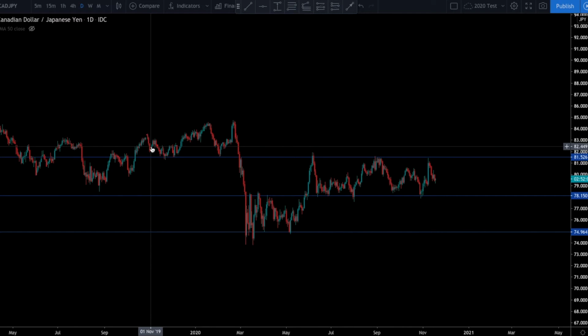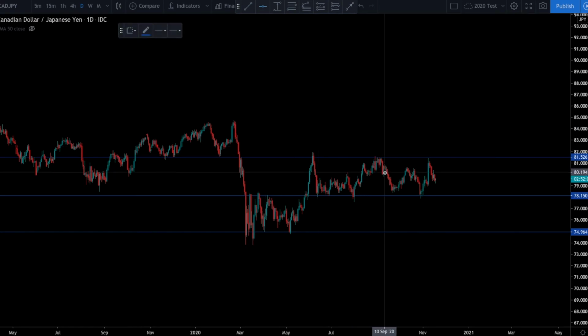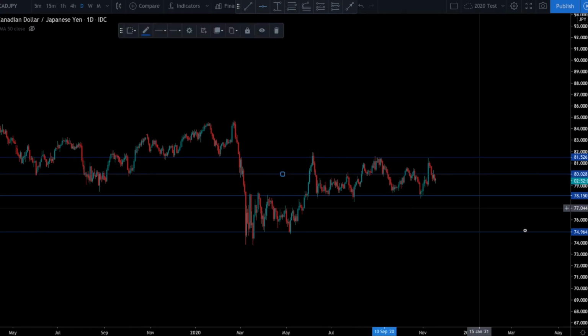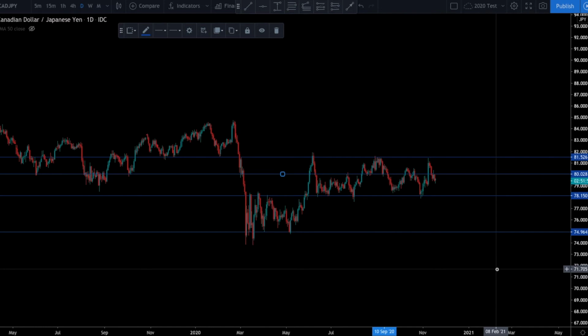So just because, see, if I put a line in here, it is technically a valid line because it's touched here 1, touch here 2, touch here 3.